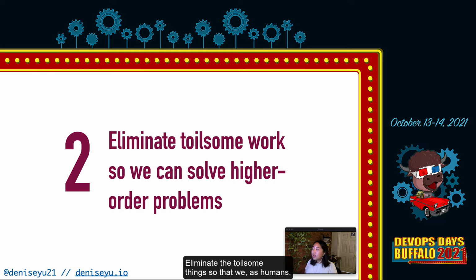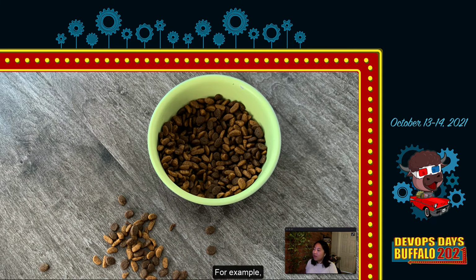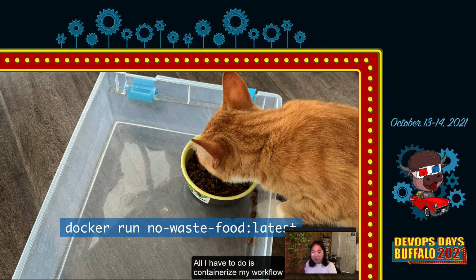Second lesson, eliminate the toilsome things so that we as humans can invest our time on solving interesting problems. There are a lot of applications of cat ownership here. For example, we spent a lot of our time toiling and picking up food that he would knock out of his bowl. It would end up literally all over the floor. And then I realized, hang on, I've been working in DevOps for a couple of years. I already know the solution to this. All I have to do is containerize my workflow to reduce toilsome side effects so that we could focus on the higher order problem of how do we become the best cat owners in the world.